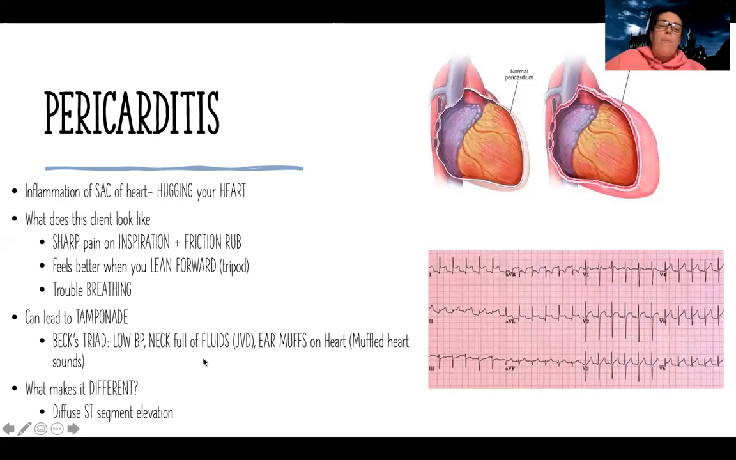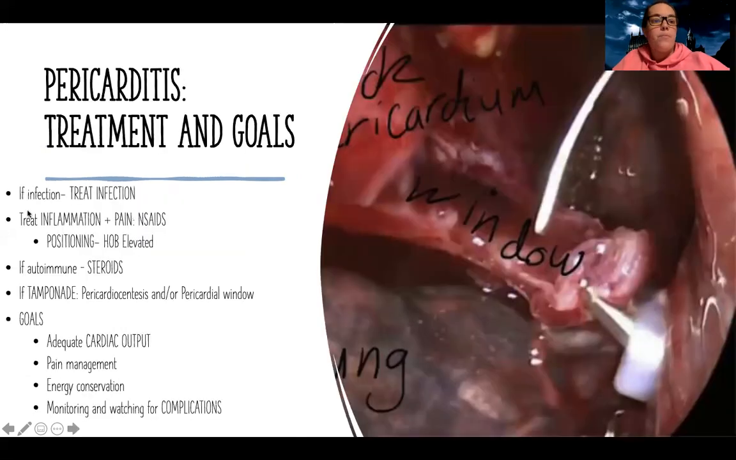But what's interesting about pericarditis is even though it's not actually a heart attack, these patients have ST elevation too, but they have ST elevation in every single lead. So in a 12 lead EKG, with the 12 different views of the heart, every single one shows ST elevation. So that's another way that we can tell that this is pericarditis.